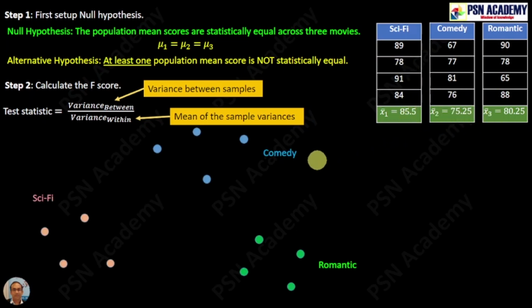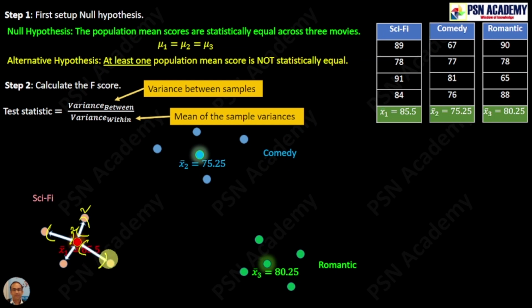So visualization will be like this. You have the sci-fi movies, the samples over here, the 4 data points. These are the comedy movie data points, and these are the romantic movie data points. Now here we have the mean of the sci-fi movies, that is x1 bar, 85.5. Similarly, we have the mean of the comedy movies and the mean of the romantic movies, right? Now, if you find the gaps between the mean and those 4 data points, then you square each gap. So find the gaps and square those gaps, okay?